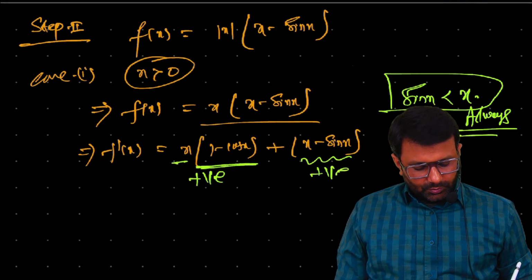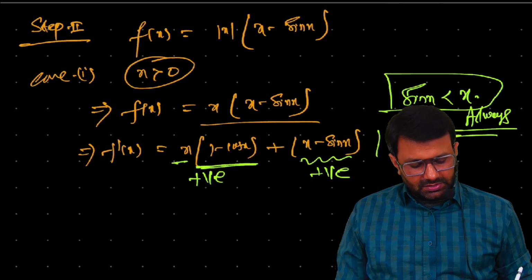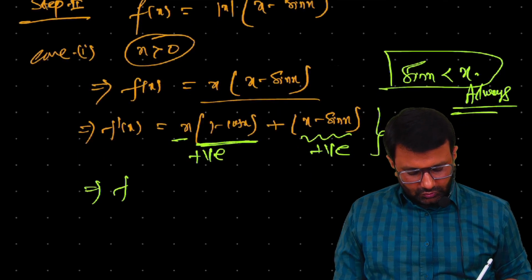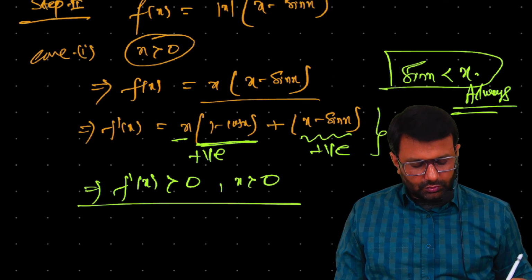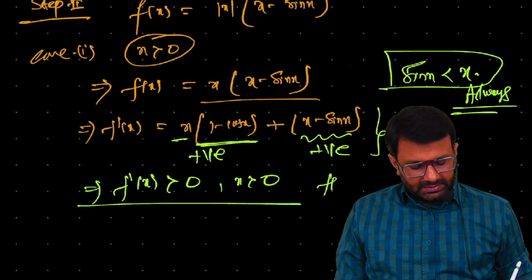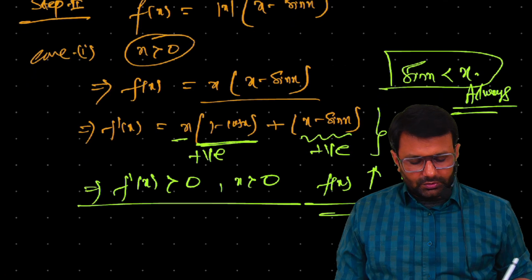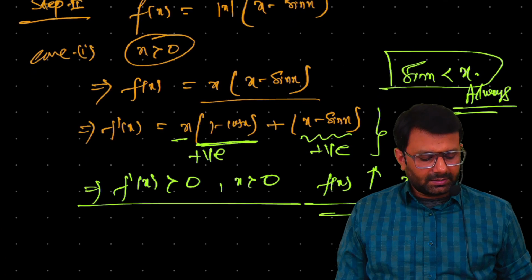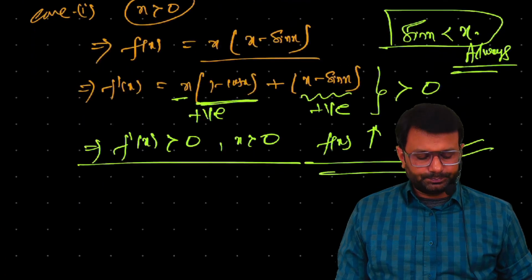So this is also positive. Positive plus positive is positive, so this is greater than 0. So f dash x is greater than 0 for x greater than 0. So f(x) is an increasing function for x greater than 0. So f(x) equal to mod x into (x minus sin x) for x greater than 0 is an increasing function.